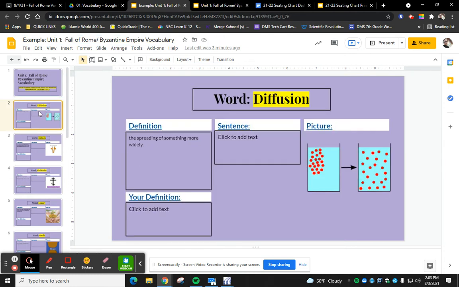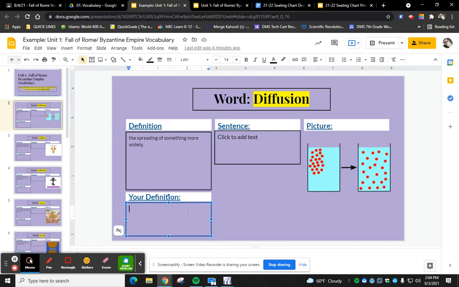So this first word is called diffusion. The definition is the spreading of something more widely. All right, so diffusion, we can look at the picture. Every one of these words has a picture. We can see this big cluster of red, and then it spreads out to a more dispersed or diffused red particles. All right, so diffusion means to spread something more widely.